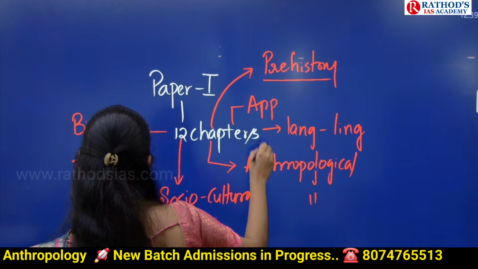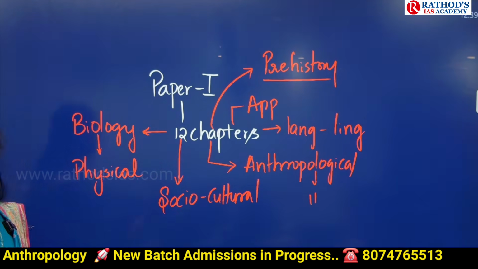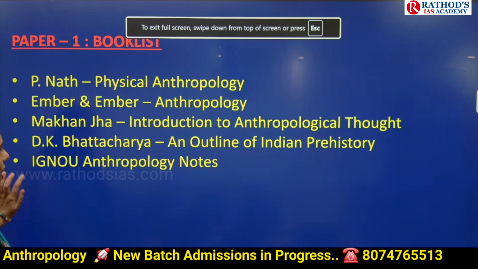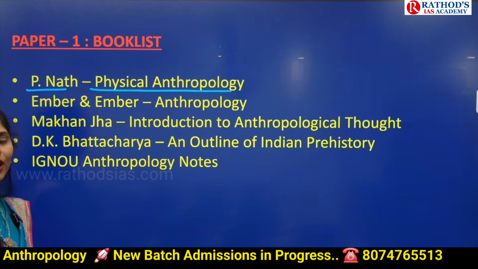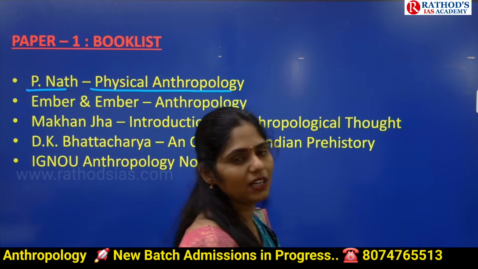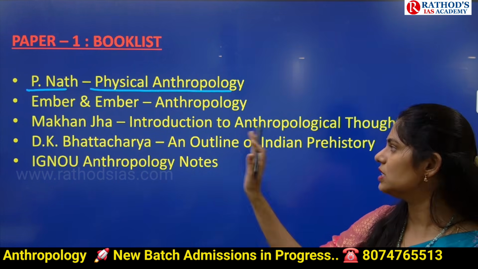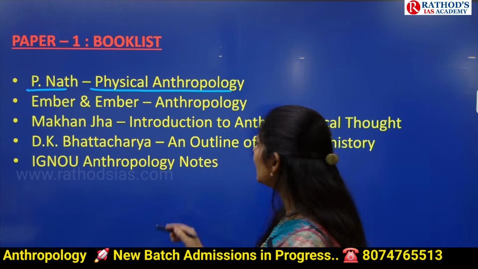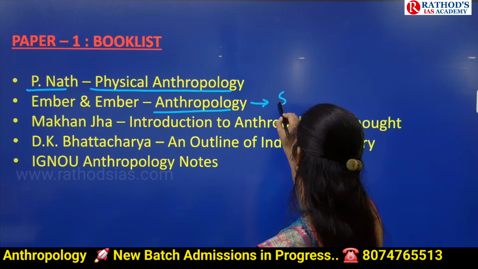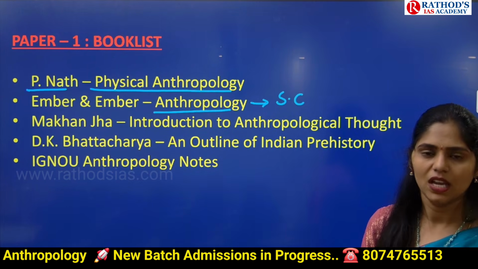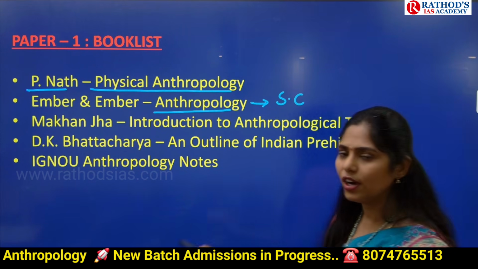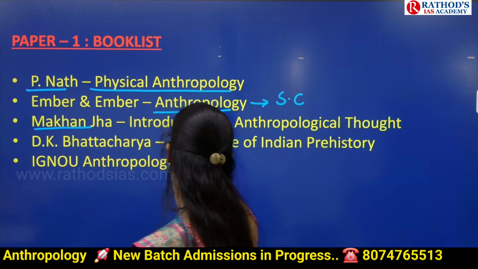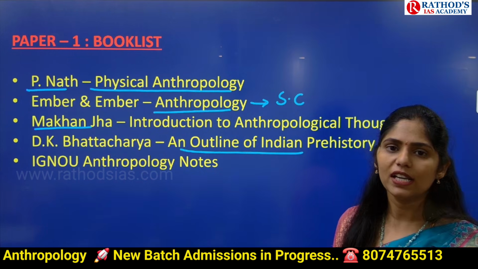To cover all these major chunks, I will recommend just 4 books, guys. Let me show you those 4 books. First one is P. Nath for physical anthropology. You can cover entire physical anthropology and also primates and apes under this book. The second book is Ember and Ember, for your socio-cultural anthropology. And for anthropological thought, like theories, we have one book called Makhanja. And for prehistory, we have one book called D.K. Bhattacharya.